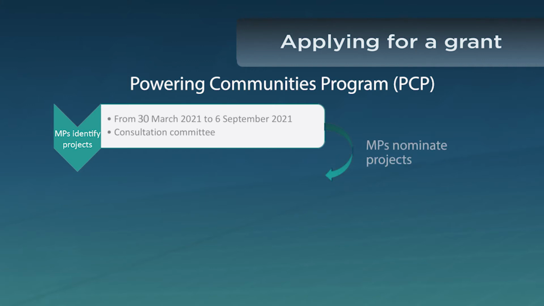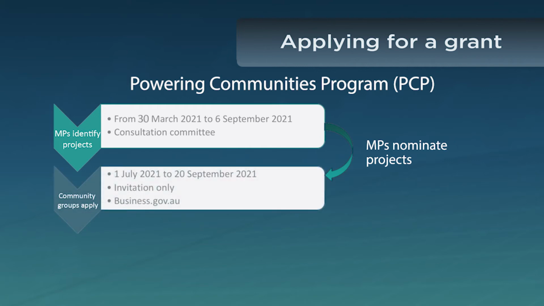MPs will invite community organisations to formally apply for a grant by sending them a link to an online Industry application form. The link will be unique to the organisation being invited and cannot be shared. During the second stage, invited community groups will submit their online application form to Industry via business.gov.au. Applications open from 1st of July 2021.